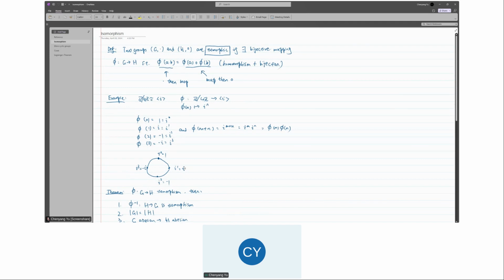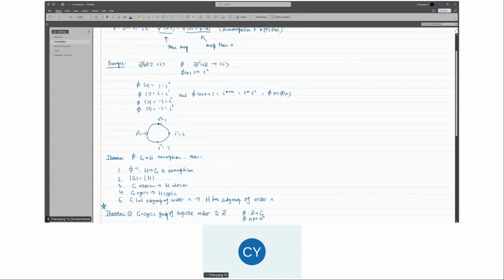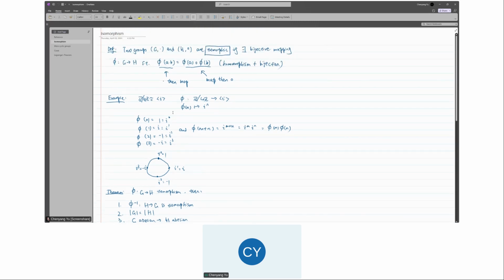Personally, I like visualizing this in a circle, where we map 0 to i to the 0. This is the visualization of the one-to-one correspondence. We don't need to prove bijectivity here because we can find a one-to-one correspondence. We literally map every element, so we found everything and don't have to prove it. So this is the bijection, and this is the homomorphic requirement.